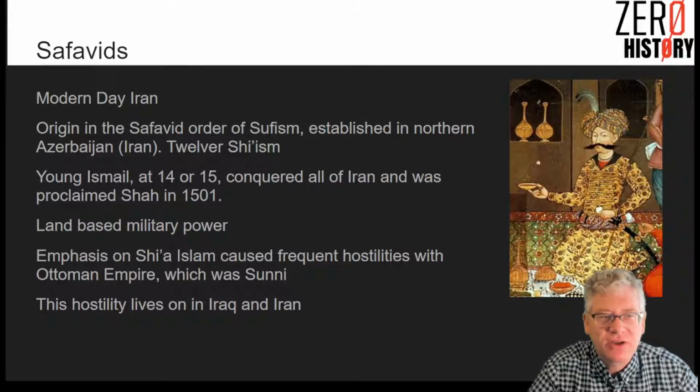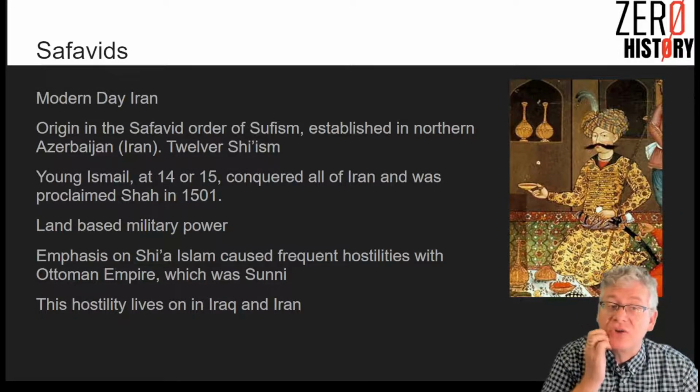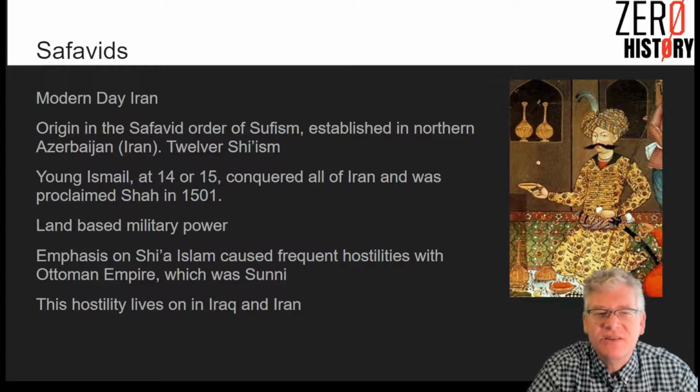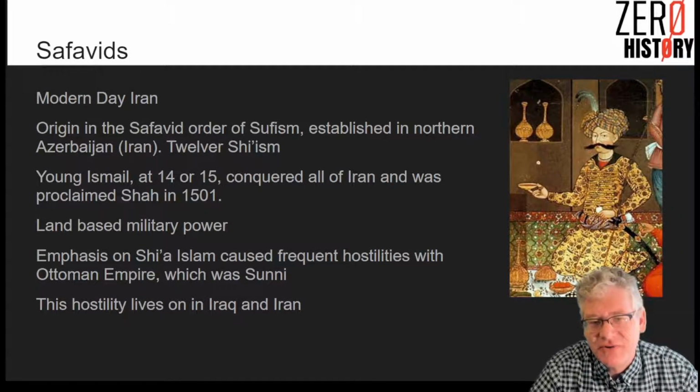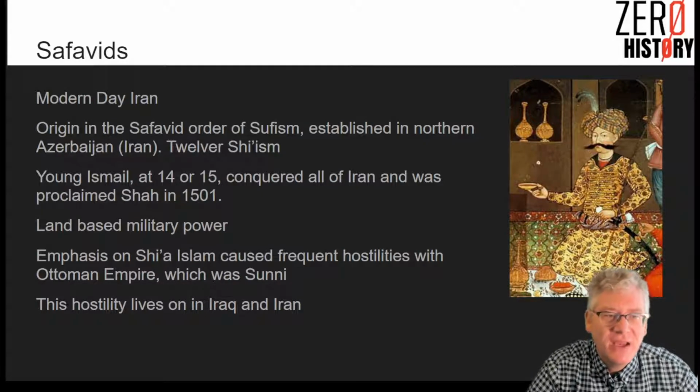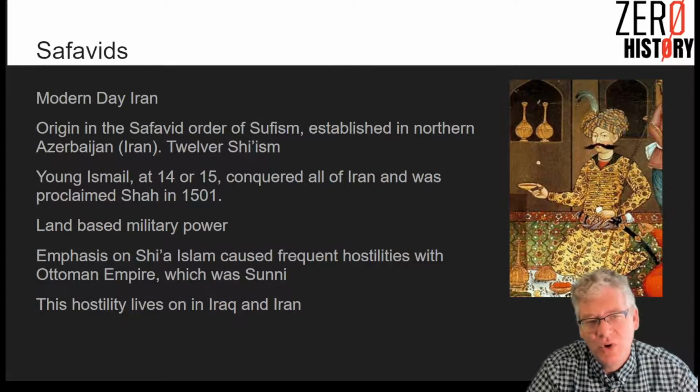perspective. They were established initially in northern Azerbaijan or Iran, and they had a specific type of Shiism called Twelver Shiism. It doesn't matter what it is for us, but it's just important to understand that it's a very specific version of that. Young Ismail, at 14 or 15, conquered all of Iran. What are y'all doing? You're out there getting your driver's licenses, and this dude's conquering Iran. And he was proclaimed Shah in 1501.